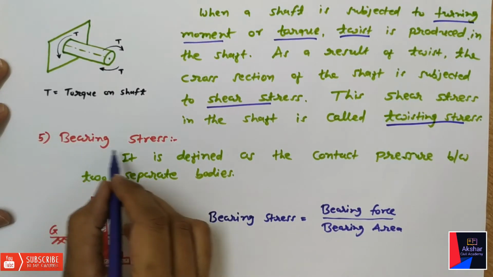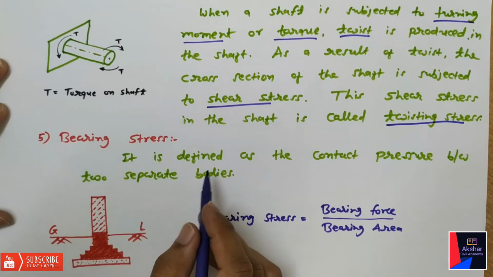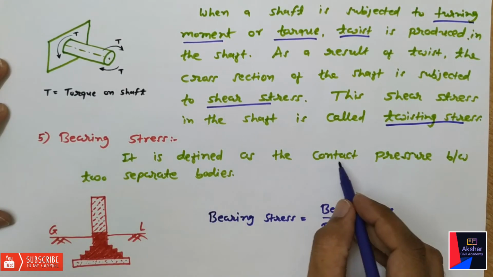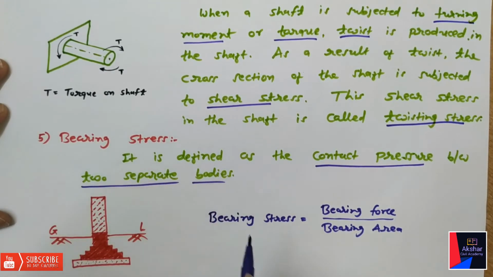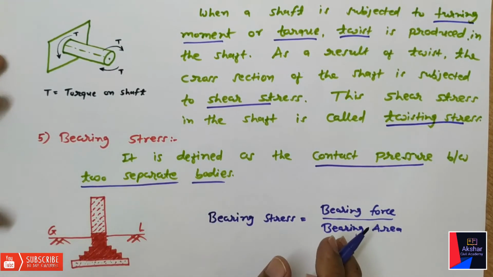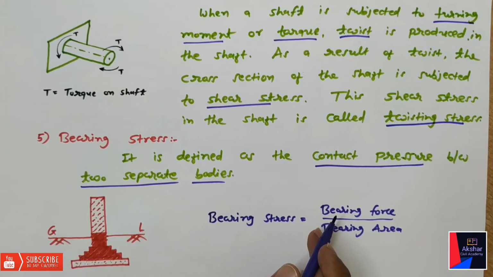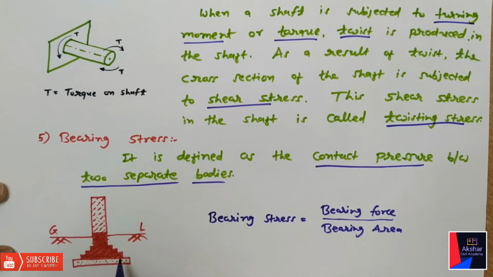Next one is bearing stress. Bearing stress is nothing but the contact pressure between two separate bodies. For example, a masonry wall supported on soil, then soil will exert some pressure on that wall. That is called bearing pressure.